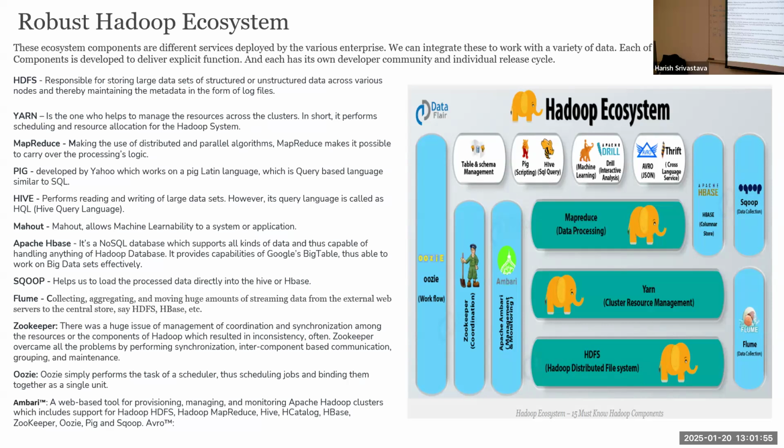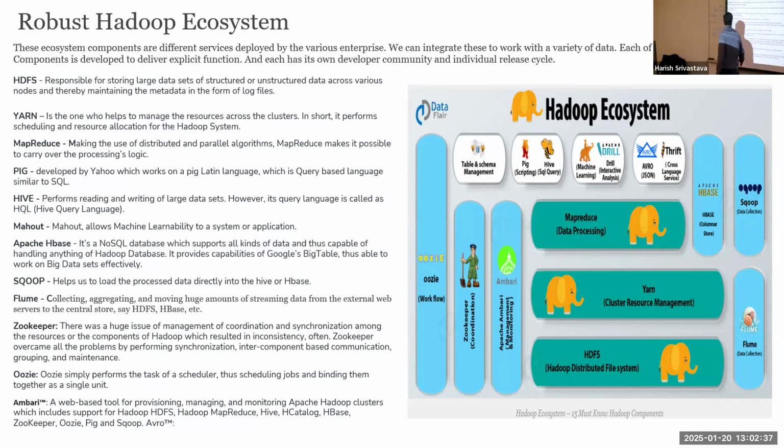Then you have Oozie. Oozie simply performs the task of a scheduler, scheduling jobs and binding them together as a single unit. So if you want to run any package, any loader process, or any loading of the data in a certain specified time interval, it acts as a scheduler. The scheduler is used for running the loading process in parallel. One classical example of Oozie that we use in our organization is called Stonebranch. It's a product of SingleStore, where a scheduler is there, where you can select which jobs you want to run in parallel, and which jobs you want to run in a sequential format.